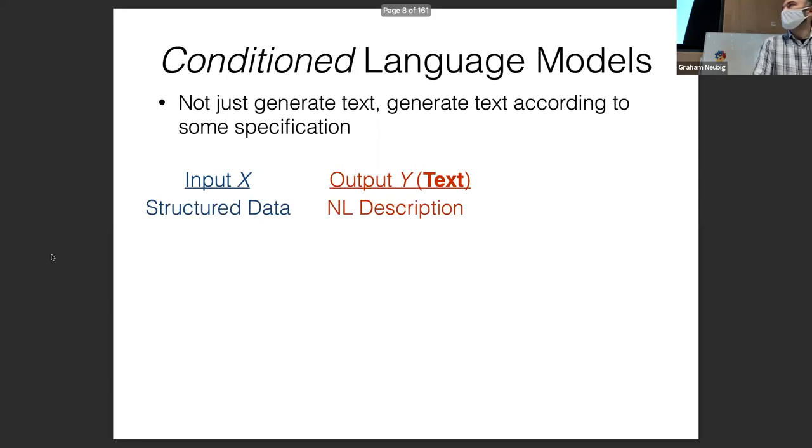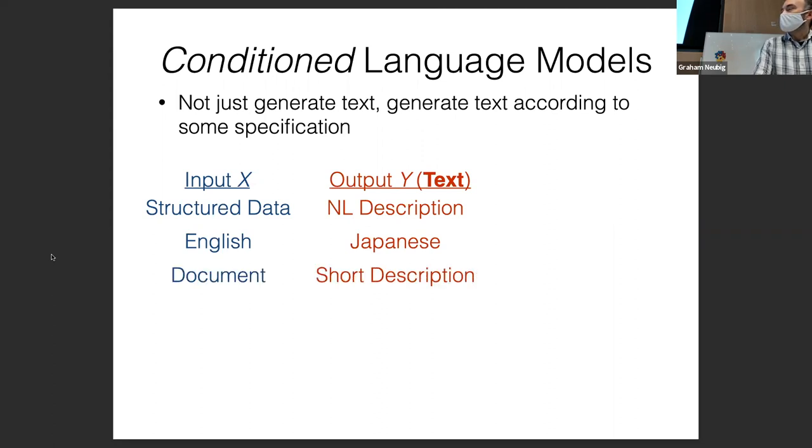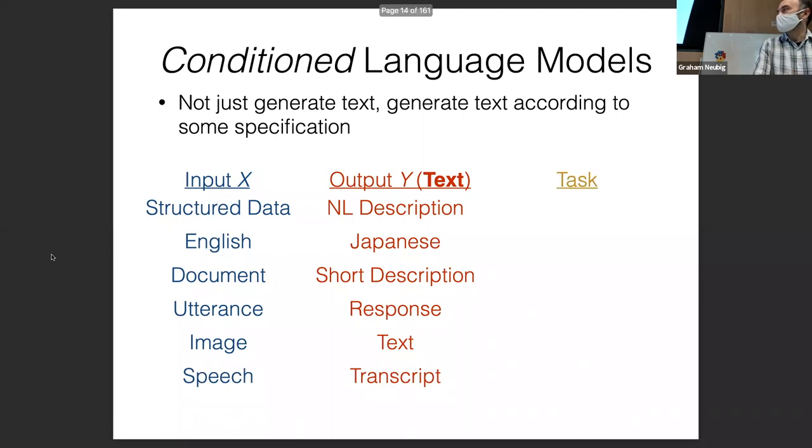So it can cover when we have structured data and we output a natural language description of the structured data. The structured data could be something like a stock market ticker. It could be something like a Wikipedia info box about a person. It could be something like a box score from a basketball game. The input could be English and the output could be another language like Japanese. It could be a document and the output could be a short description of the document. It could be an utterance in a dialogue and the output could be a response, or it could be an image and text, or it could be speech and a transcript. And each of these corresponds to a particular task in natural language processing.